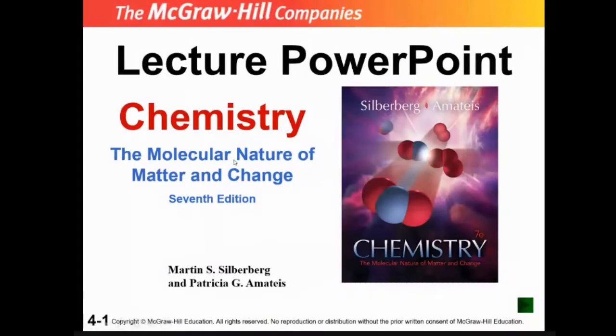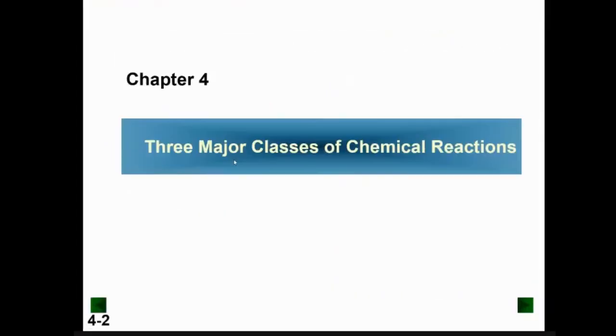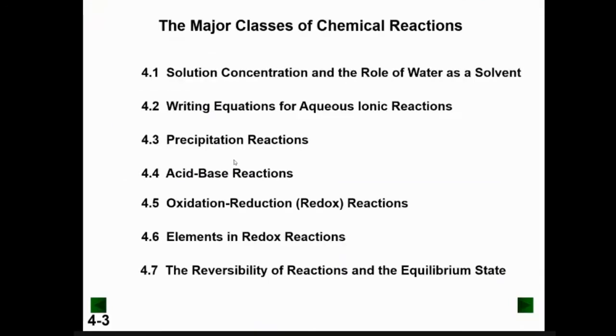Chapter 4, Chemical Reactions. Okay? Three major classes of chemical reactions. They deal with precipitation, acid-base, and redox.